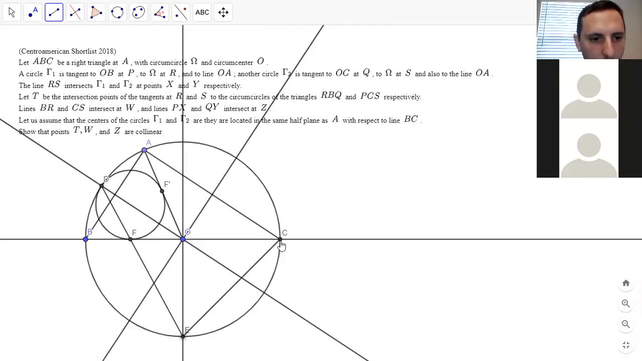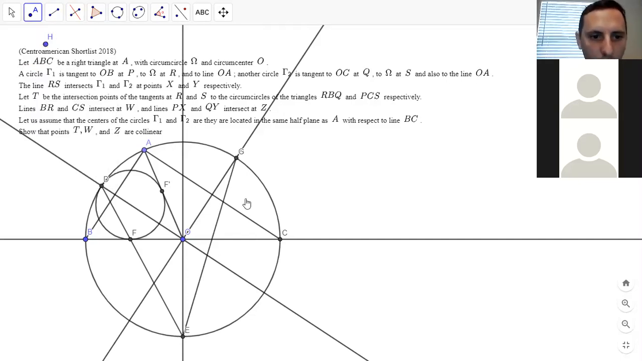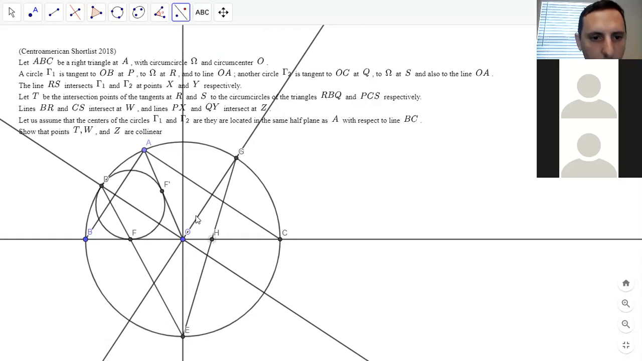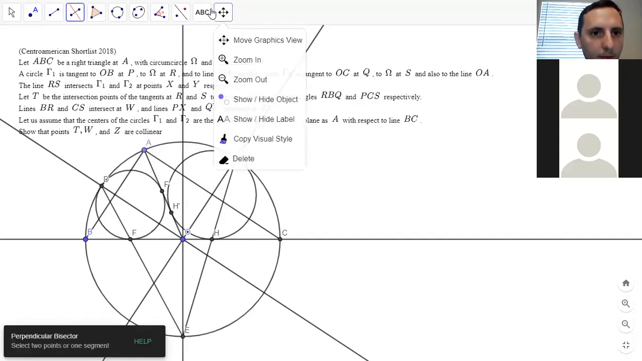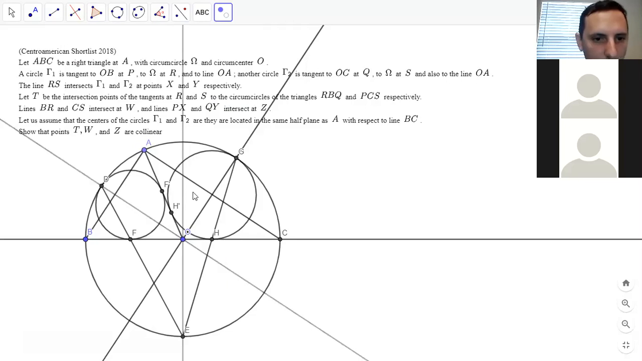So we have this. Oops. You hide the other lines because the problem will be really complicated, I think. Yeah, I agree. So is that good enough?